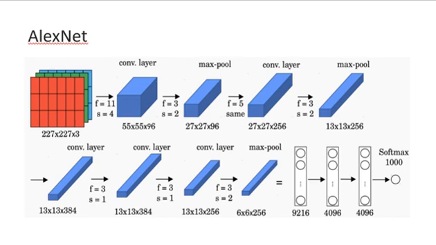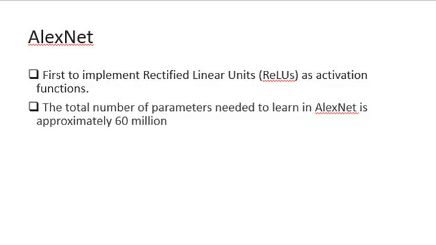The total number of parameters needed to learn in AlexNet is approximately 60 million, which is way larger than LeNet-5. So what is new in AlexNet is that they were the first to implement ReLU as the activation function.